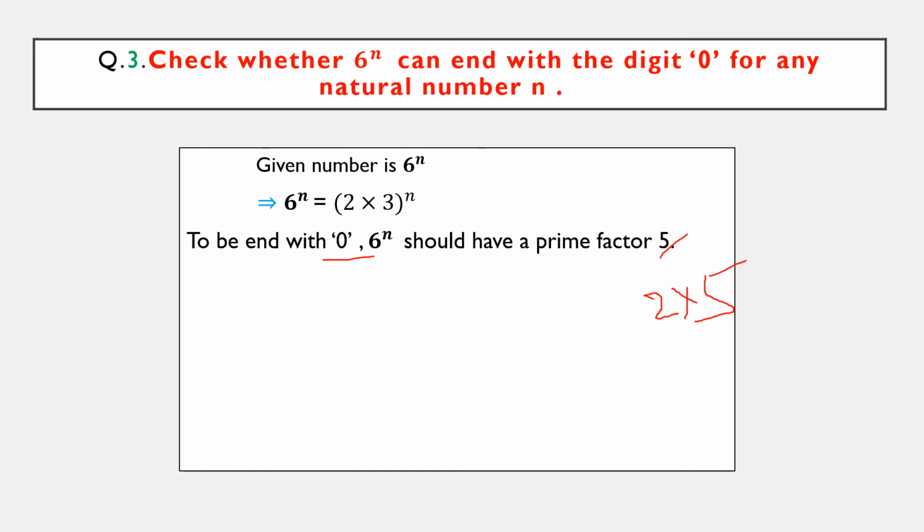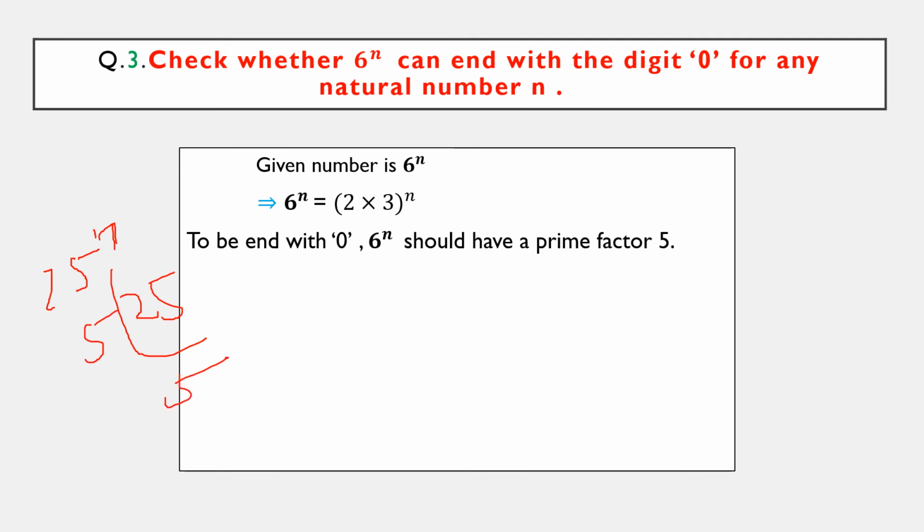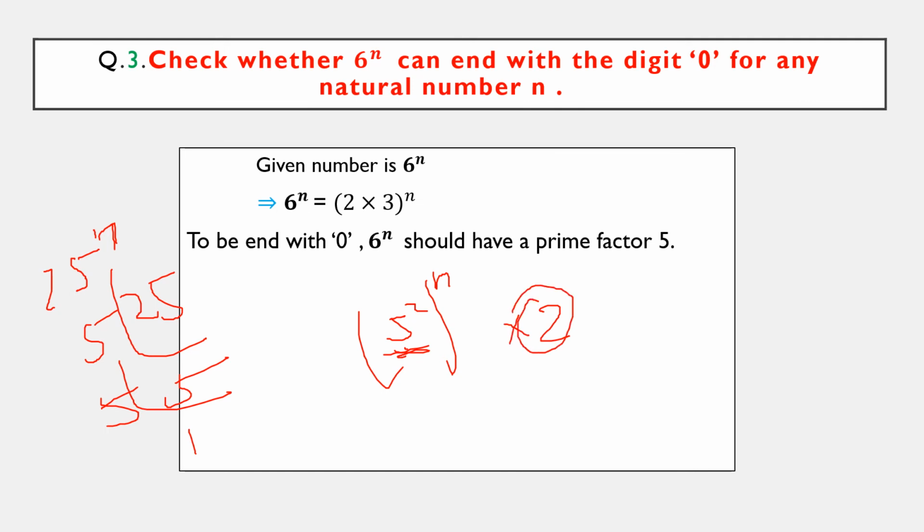Suppose I am taking 25, or 5 power n, or 25 power n, whatever it is. Suppose I am doing prime factorization of 25, I'll get 5 square, so 5 5s, and here 5 is a prime number, so I can write 5 1s. So I can write 5 square whole power n. Okay, here you have only 5 in its prime factorization, but there is no 2. 2 is not present here. So if there is no 2, then this is also not ending with the digit 0.